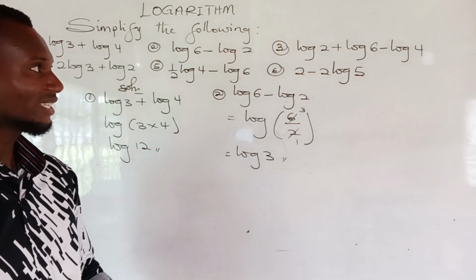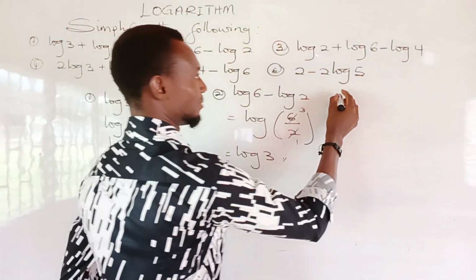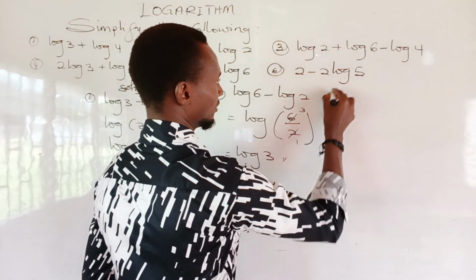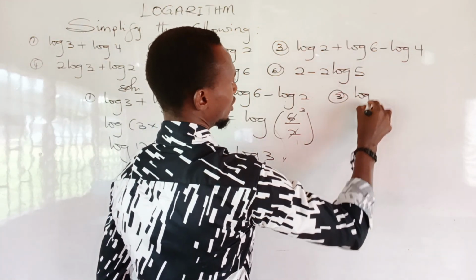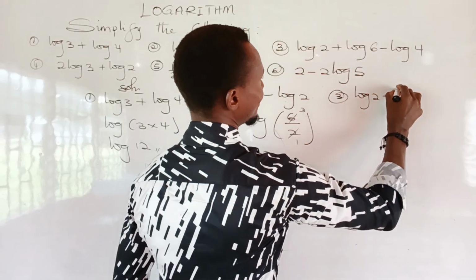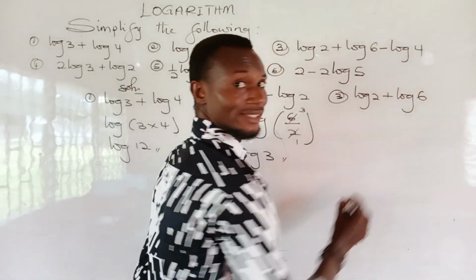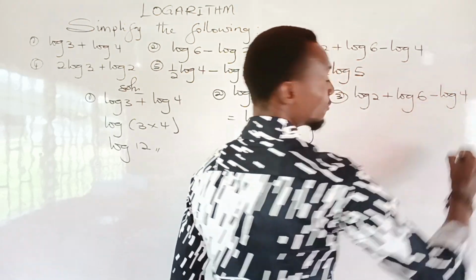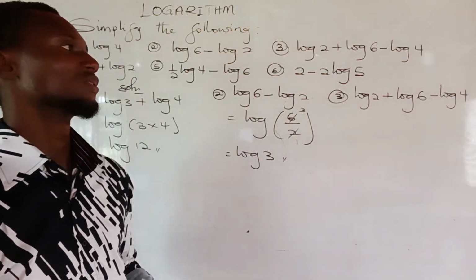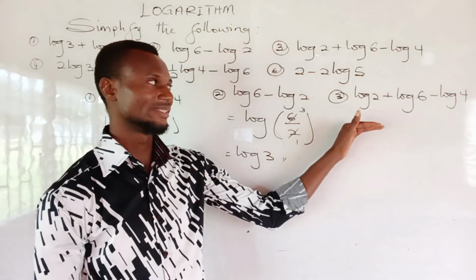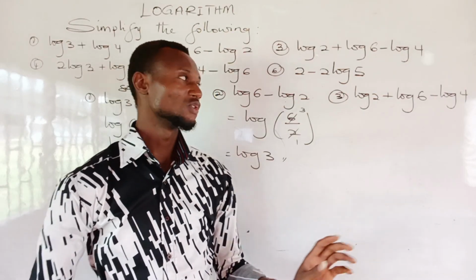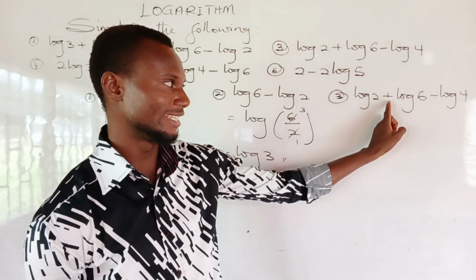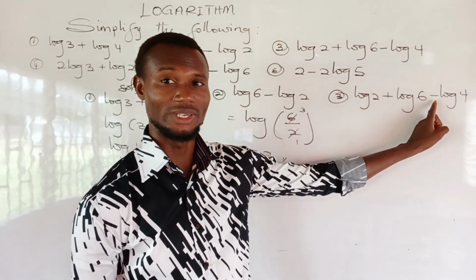Okay, so example 3, let me write it here. I have log 2 plus log 6 minus log 4. Good. So we are to simplify this. You can see we have addition inside and we have subtraction also inside.